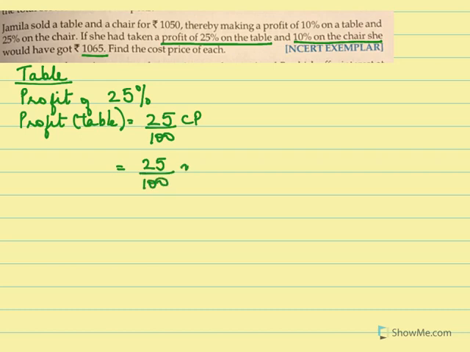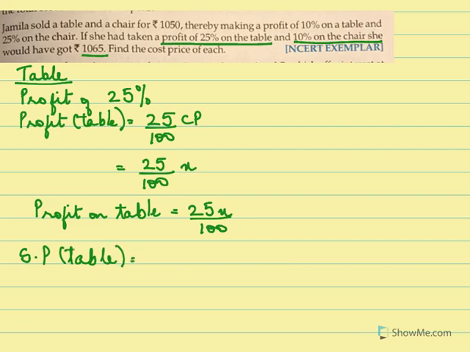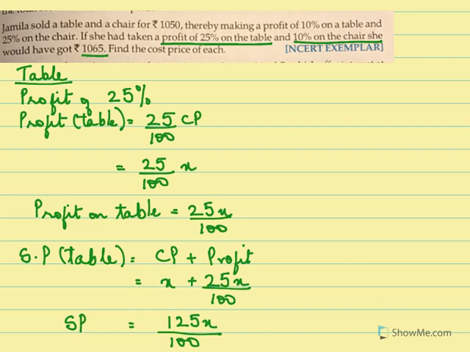and the CP of a table we have taken as X. So the profit on table equal to 25x over 100. Now the selling price of table will be cost price plus profit. We saw the cost price we have taken as X and the profit we see is 25x over 100. So the SP of the table will be, on taking LCM, 125x over 100.